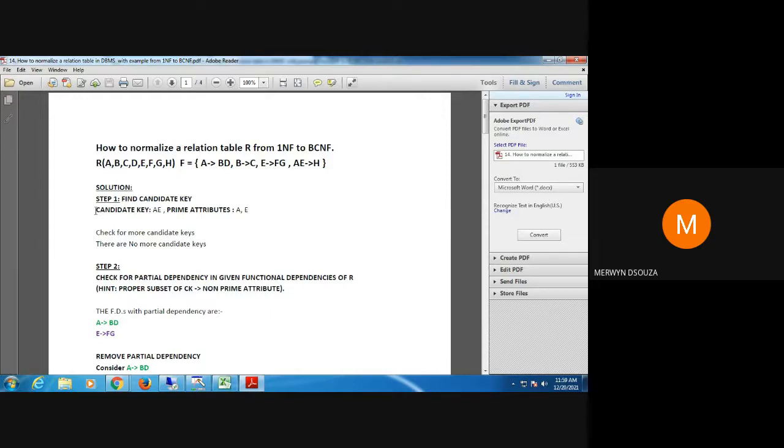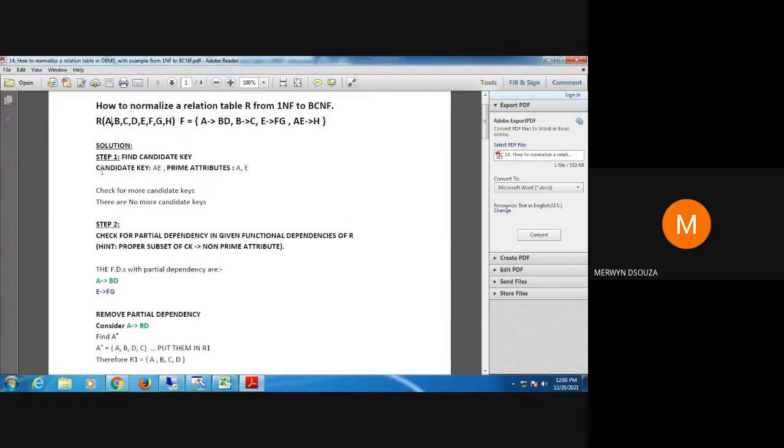So I have already found a candidate key for R. The candidate key you will find is AE. Therefore, the prime attributes for relation R will be A and E. The non-prime attributes will be all the remaining attributes in R, which are not A or E, that is B, C, D, F, G and H.